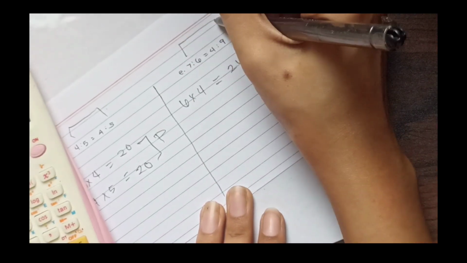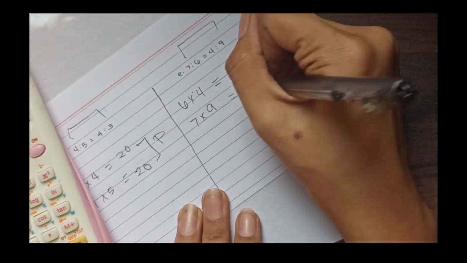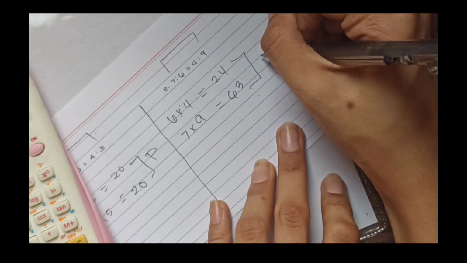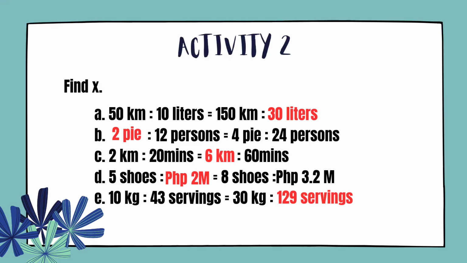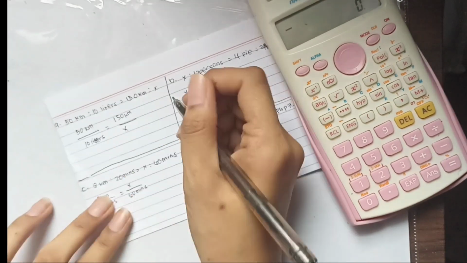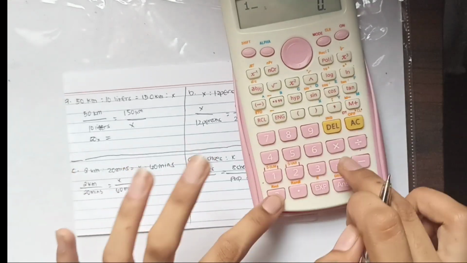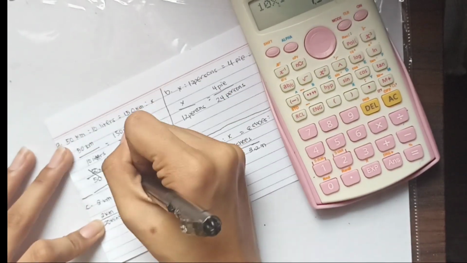And then 7 times 9 is equal to 63. Ibig sabihin, hindi sila equal or proportion. And now for activity number 2. For letter A, 50 times x is equal to 50x. 10 times 150 is equal to 1,500.